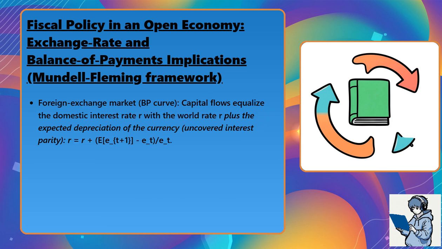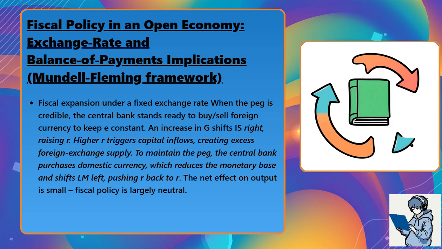Foreign exchange market, BP curve: capital flows equalize the domestic interest rate R with the world rate R star plus the expected depreciation of the currency, uncovered interest parity. R equals R star plus the expected change in E over E, that is E of t plus 1 minus E t, divided by E t.